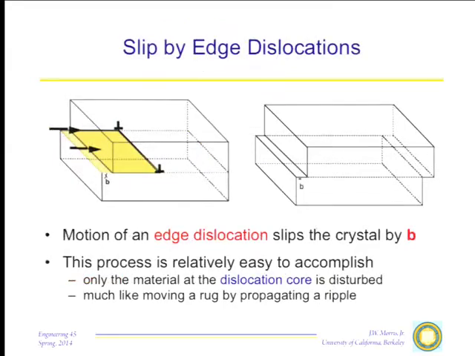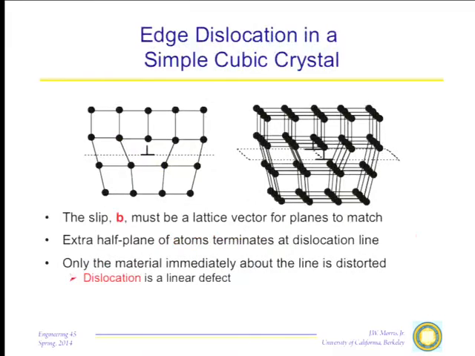Now, if we create this, let me go forward and show it to you before I come back. This is just what that would look like in a simple cubic crystal lattice. Suppose I make a cut right here, take the top, compress it with respect to the bottom by one atomic step, and then weld them together back on the side. Well, there's going to be a little bit of elastic distortion here, but basically these atoms fit right back together again. The only net effect is an extra half plane of atoms which sits right here and which terminates on this dislocation line.